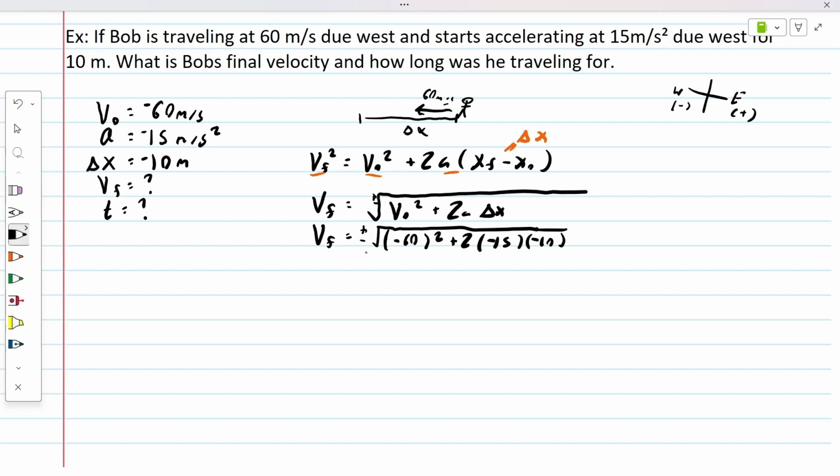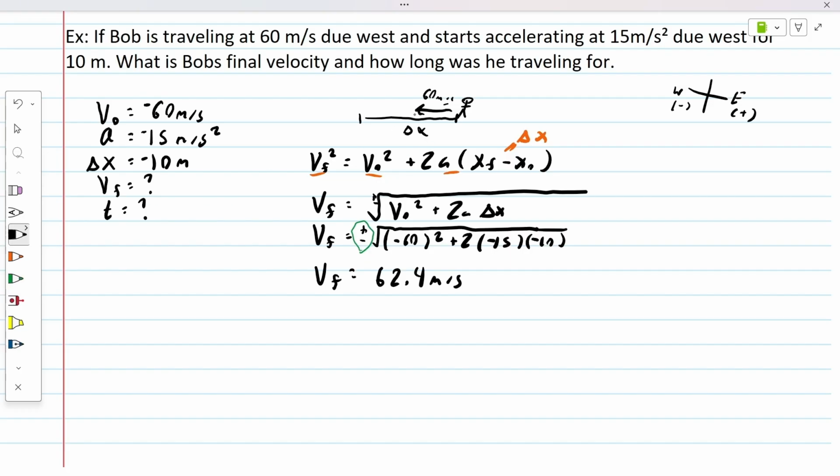And we go ahead and plug this in, and we will get a velocity final that is equal to 62.4 meters per second. And we see we have this plus or minus here, right? But we don't know which sign it is. So we have to think back to what makes sense.